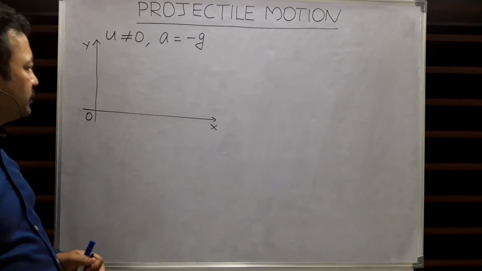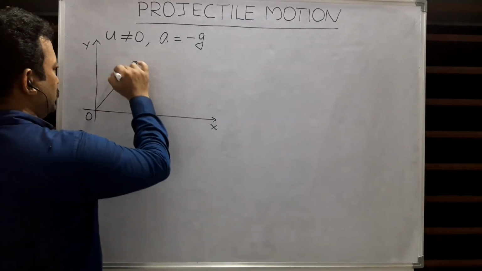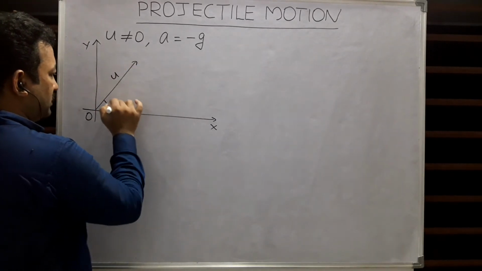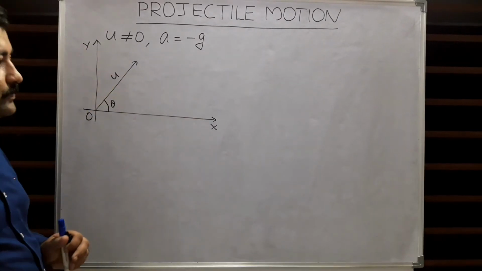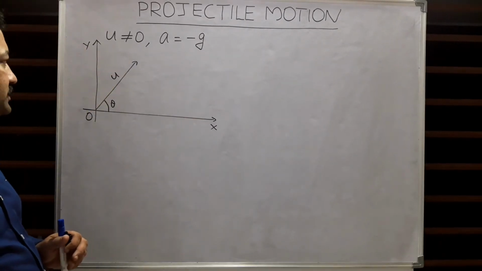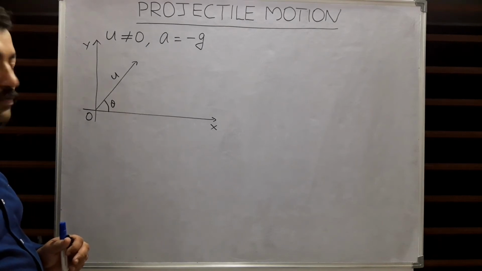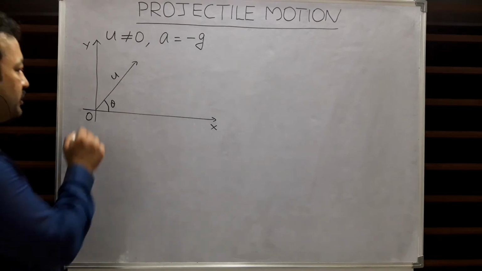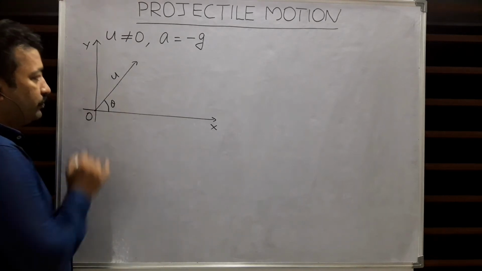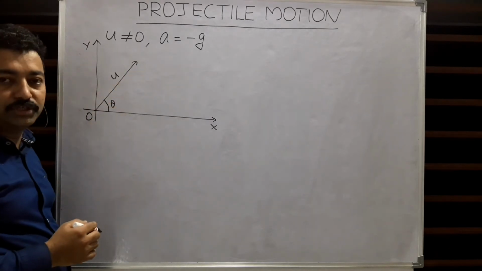Whereas here, I am going to describe this motion with u making an angle theta. So that is neither along the x-axis nor along the y-axis. So we can say that this is an oblique projection. It is not along x nor along y. So what are the initial parameters we know? We know the point of projection O, we know the velocity of projection U, and theta, which is the angle of projection.